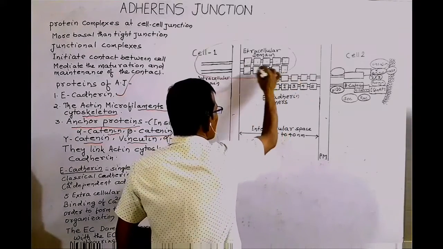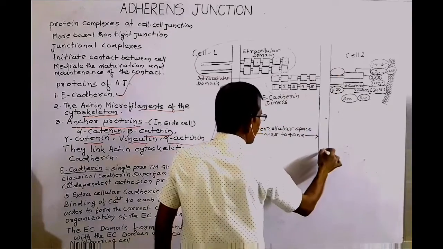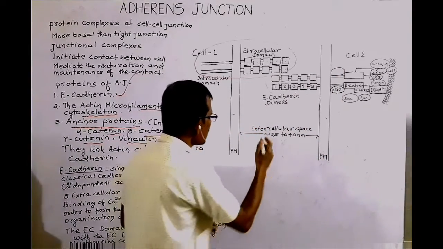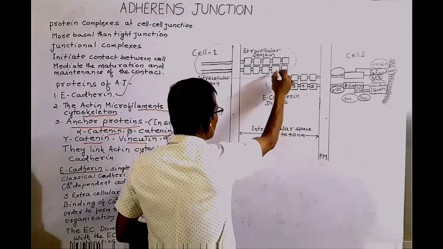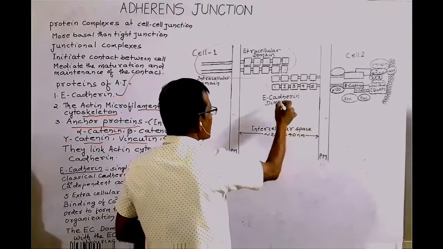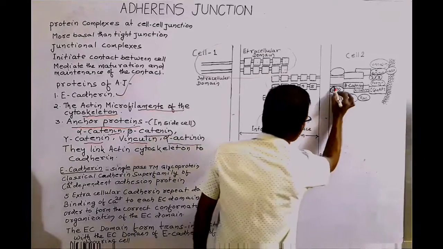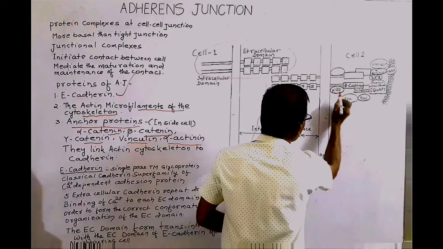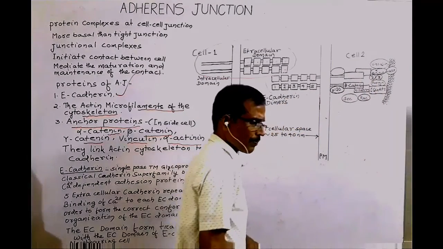These two E-cadherin dimers are present in the plasma membrane of interacting cells or adjacent cells. And here you can see that this E-cadherin dimer binds with this E-cadherin dimer. So there is trans-cadherin interaction. And this is the intracellular domain. The intracellular domain binds with different types of anchor proteins.